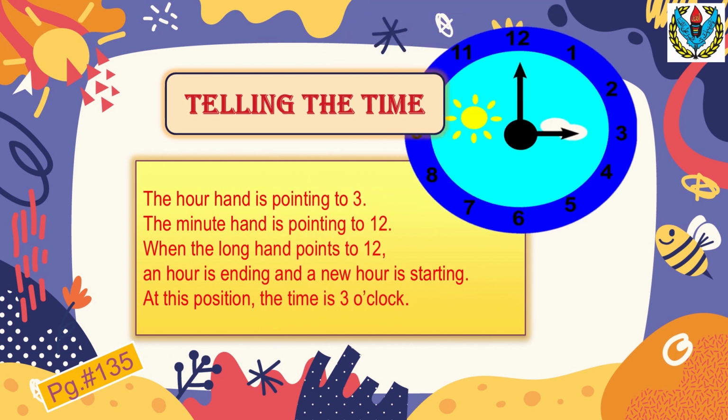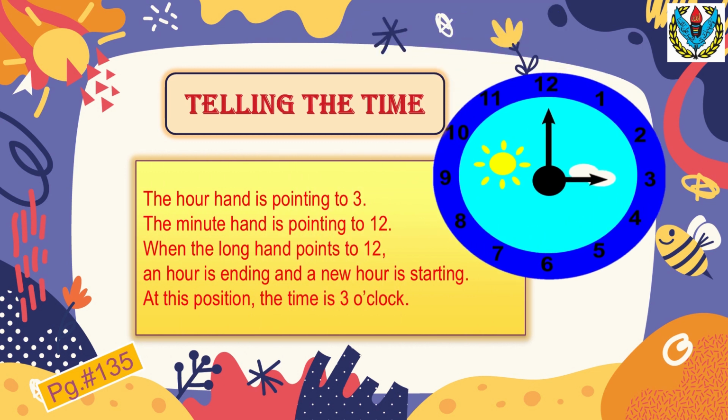Dear students, now look at this clock. Again we see two hands in this clock, a long hand and a short hand. The long hand shows the minutes and the short hand shows the hours. In this clock, the hour hand is pointing to 3. The minute hand is pointing to 12. When the long hand points to 12, an hour is ending and a new hour is starting. At this position, the time is 3 o'clock.